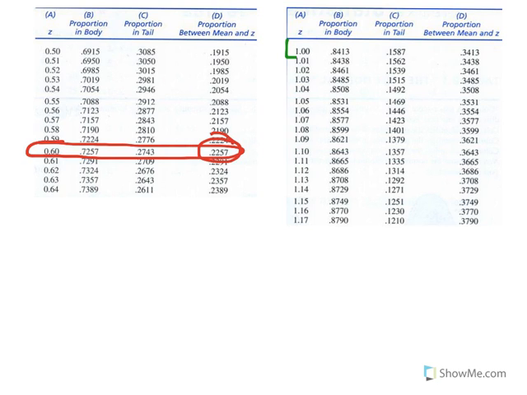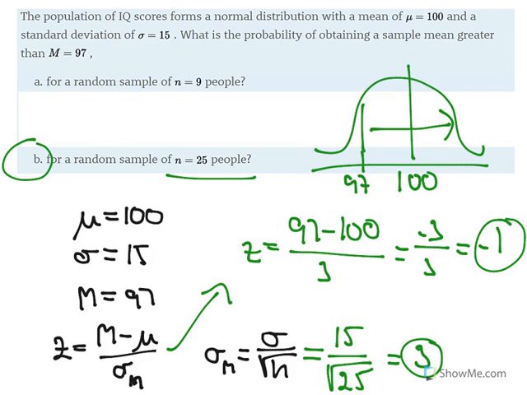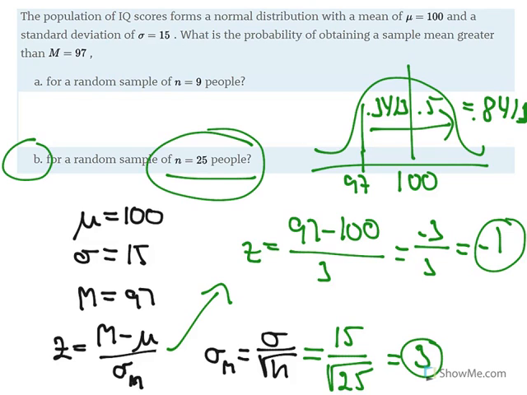Again, now we look up for a Z-score of 1, which is right here. Again, we look for between mean and Z is 0.3413. So this is 0.3413. We know this is 0.5. If we add this up, we get 0.8413. So the probability of obtaining a sample mean greater than 97 when we have a random sample of 25 people is 0.8413.